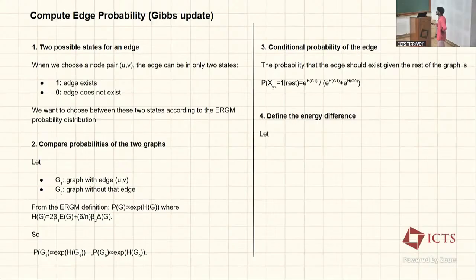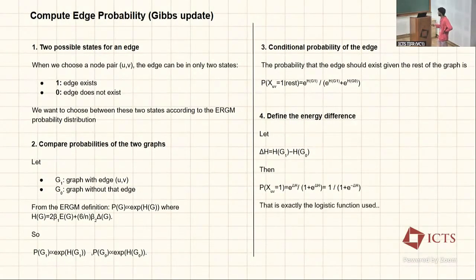And then how do you calculate this delta H? Because we have the delta H in our logistic graph. This delta H is the difference between these two Hamiltonians. Just rearranging this, dividing the numerator and denominator by e to the power H of G1, you can write it in this neat form, which is the logistic function in delta H.